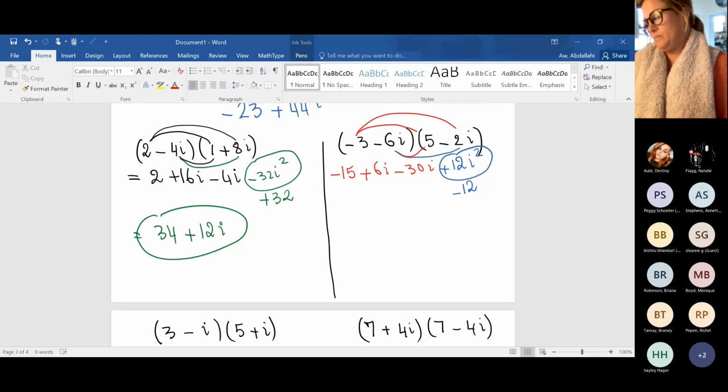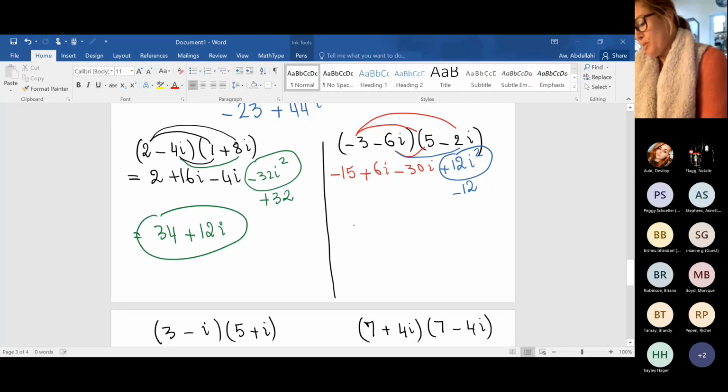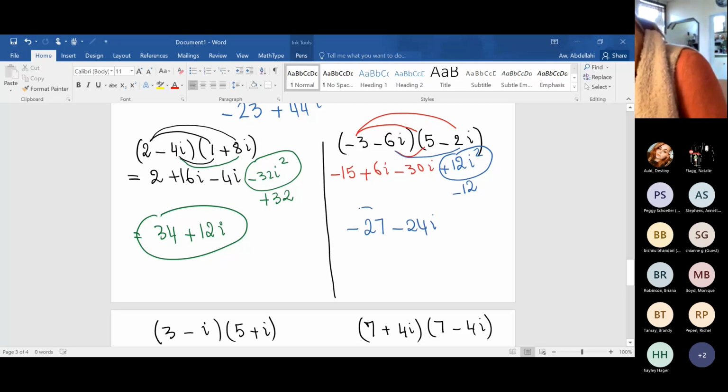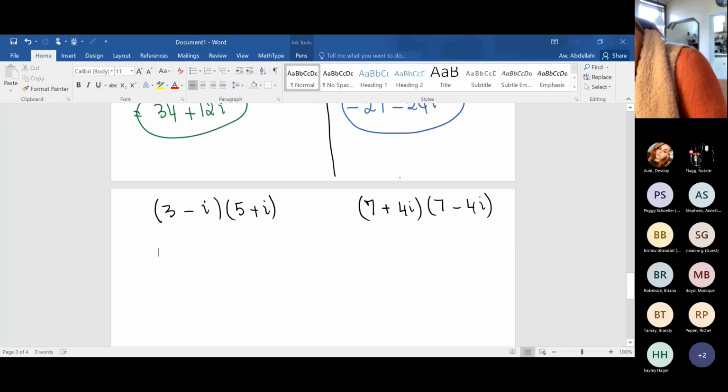Okay, so now we're going to group negative 15 with a negative 12, right? How much do you get? So let's see, negative 15, negative 12, negative 27. That is right. And then the i's, how much do you get? 6i minus 30i would be negative 24i. That is absolutely right. Thank you. So the next one.